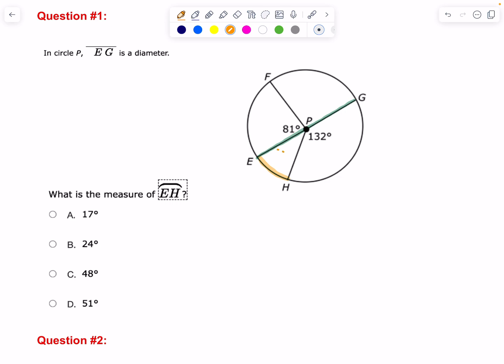So we know that this diameter would break up our circle and make this side equal to 180, and then we already know we have 132. And so the central angle and the arc EH would both be equal to 180 minus 132, which would just leave us with 48 degrees. So that is option C.